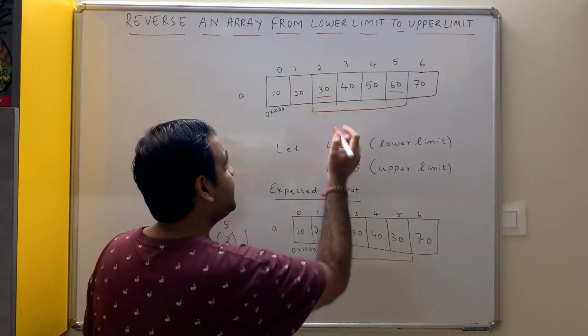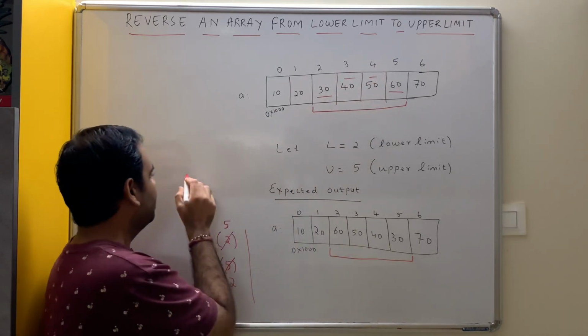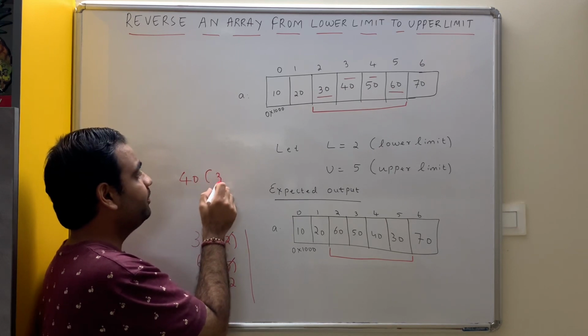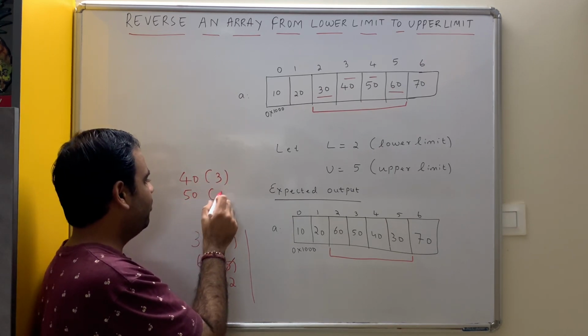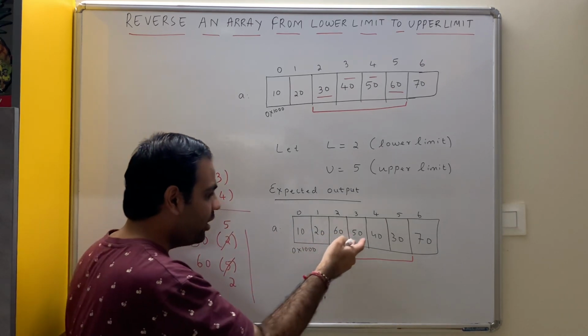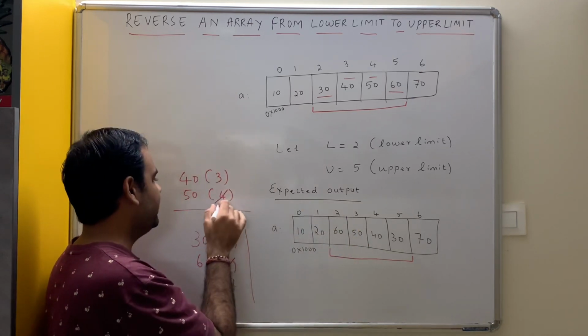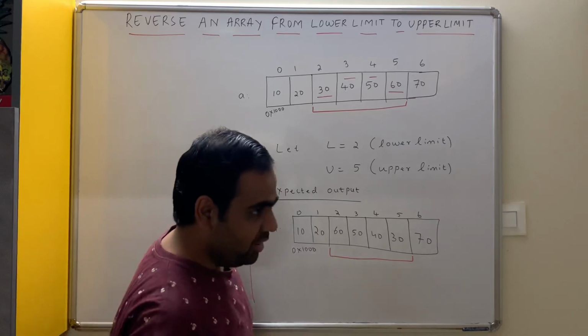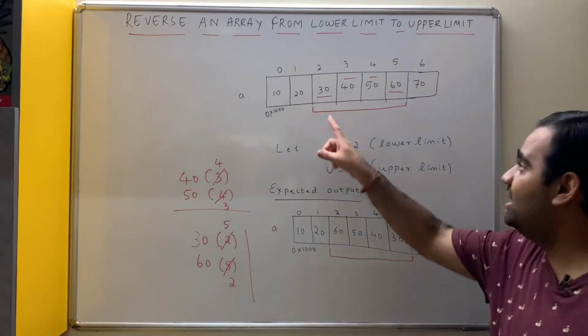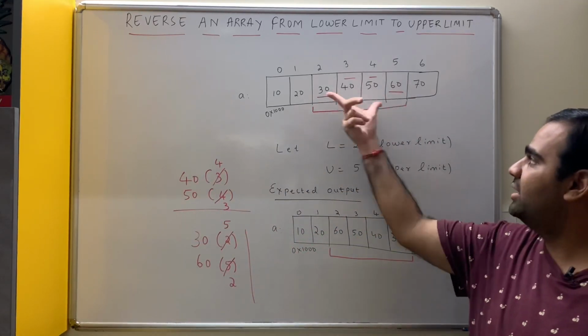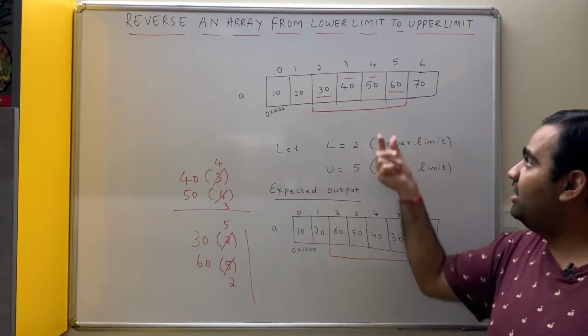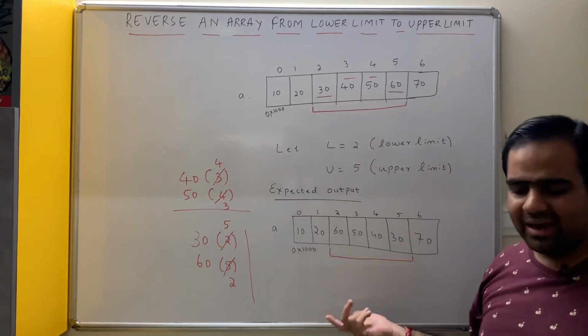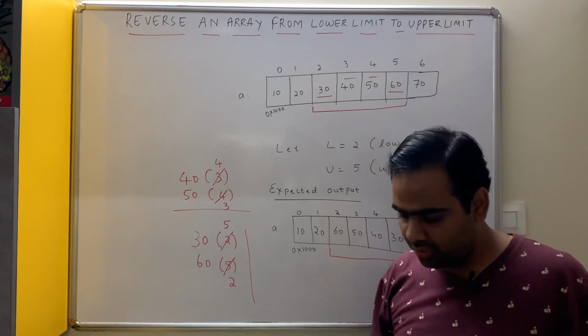Now see the next elements, 40 and 50. 40 was at index 3, 50 was at index 4. Now in the modified array, 50 is at index 3 and 40 is at index 4. That means you swap the first element and the last element, that is 30 and 60. Then you swap 40 and 50 and then you stop the procedure here.